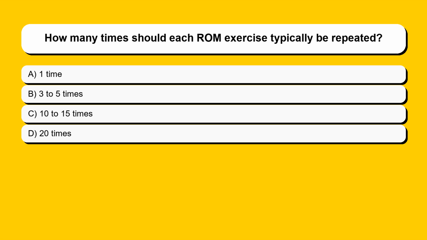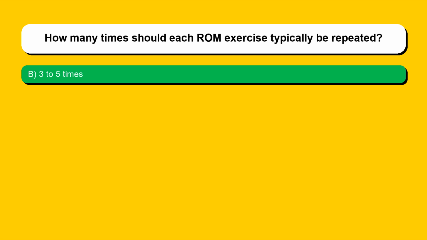Question 19. How many times should each ROM exercise typically be repeated? Option A, 1 time. Option B, 3 to 5 times. Option C, 10 to 15 times. Option D, 20 times. The correct answer is option B, 3 to 5 times.